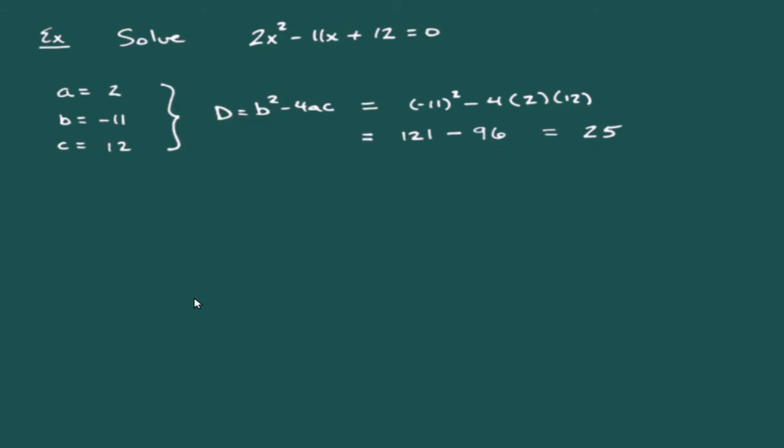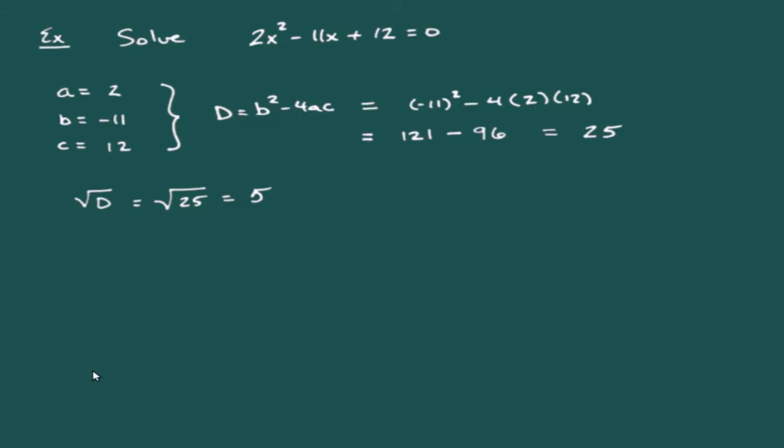Our next step is to compute the square root of the discriminant. So the square root of D is equal to the square root of 25, which is just 5. Now in computing that, if the discriminants are pretty big, we might not be able to compute those by hand, and that's where a calculator can come in handy.